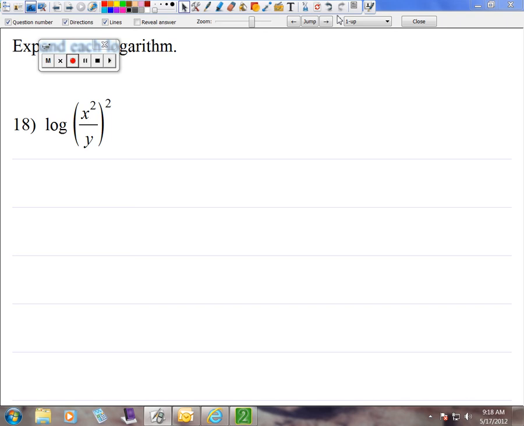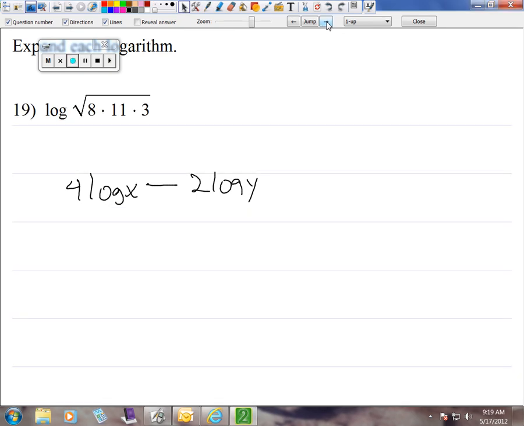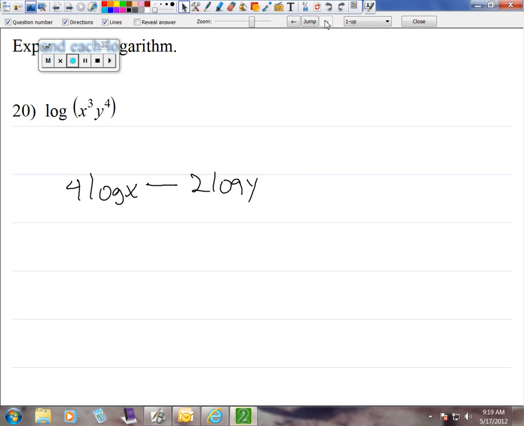What's the answer? Four log x minus, because of the division, right? 2 log y. How many had that? That's it. 19. I want to finish these before the bell here. We can do that. That's easy. Let's do 20. Is it harder? Oh, they're all easy, aren't they?